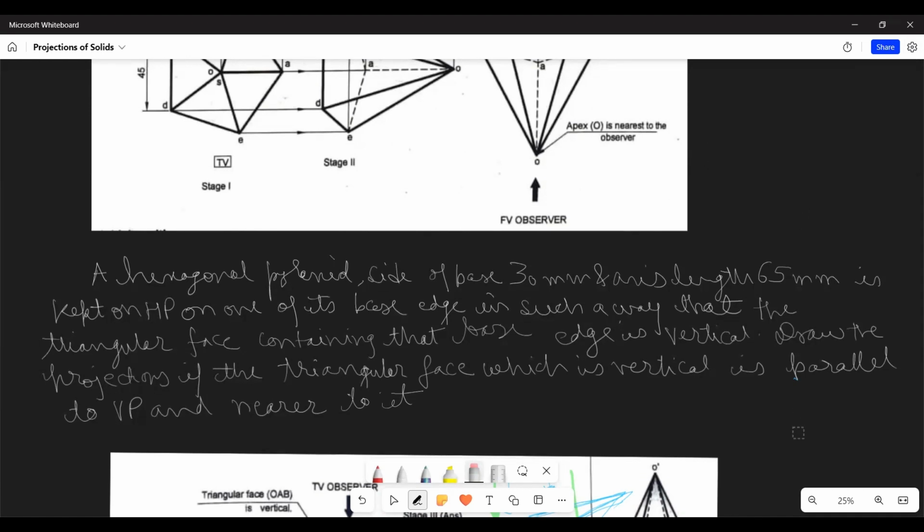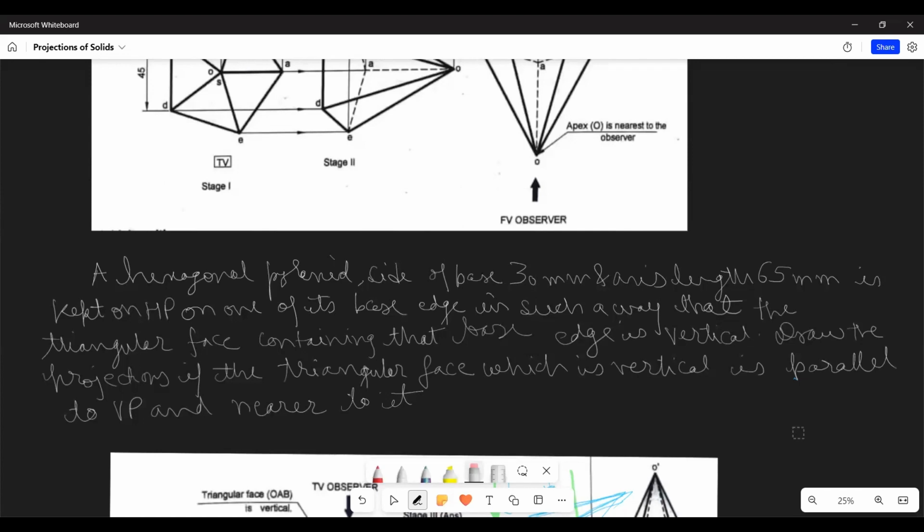The hexagonal pyramid, side of base 30 mm and axis length 65 mm, is kept on HP on one of its base edges in such a way that the triangular face containing that base edge is vertical. Draw the projections if the triangular face which is vertical is parallel to VP and nearer to it.